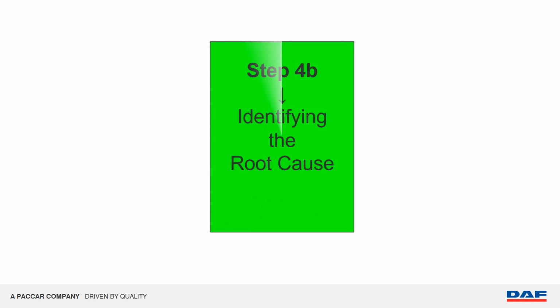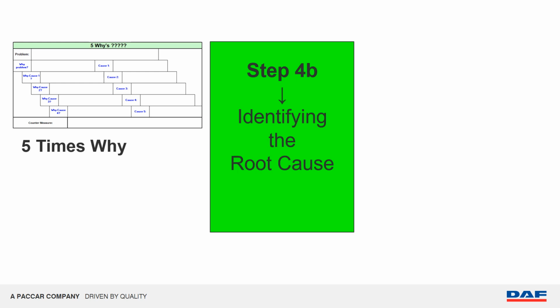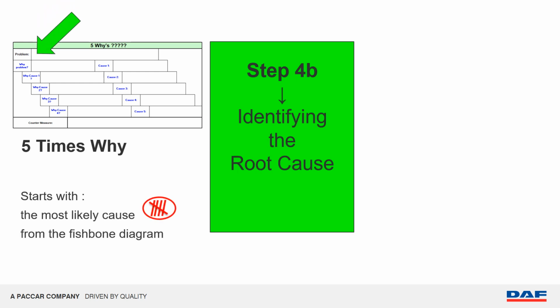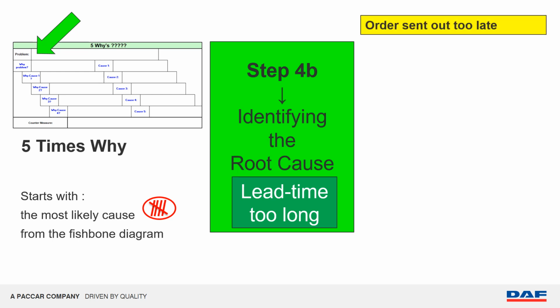The next step is to identify the root cause. For that we make use of the 5x tool. It starts at the top with the voted most likely cause from the fishbone diagram. It's a very simple tool. Children are very good at this. They will ask you why over and over again. Let's take a look at an example based on one of the previous examples, lead time too long, with the most likely cause being order sent out too late.